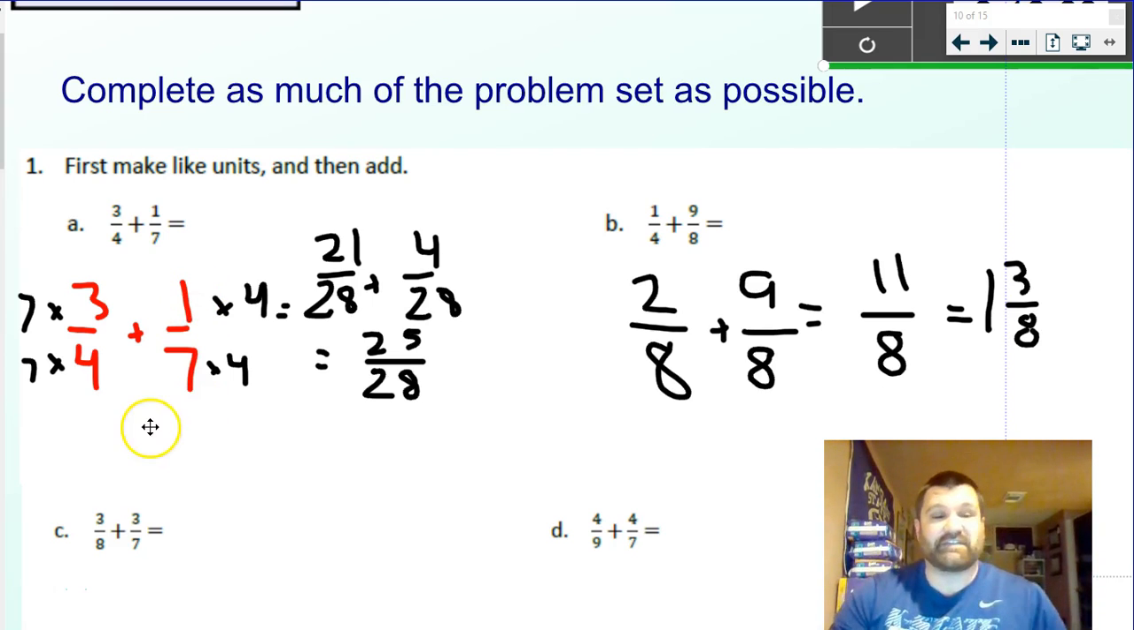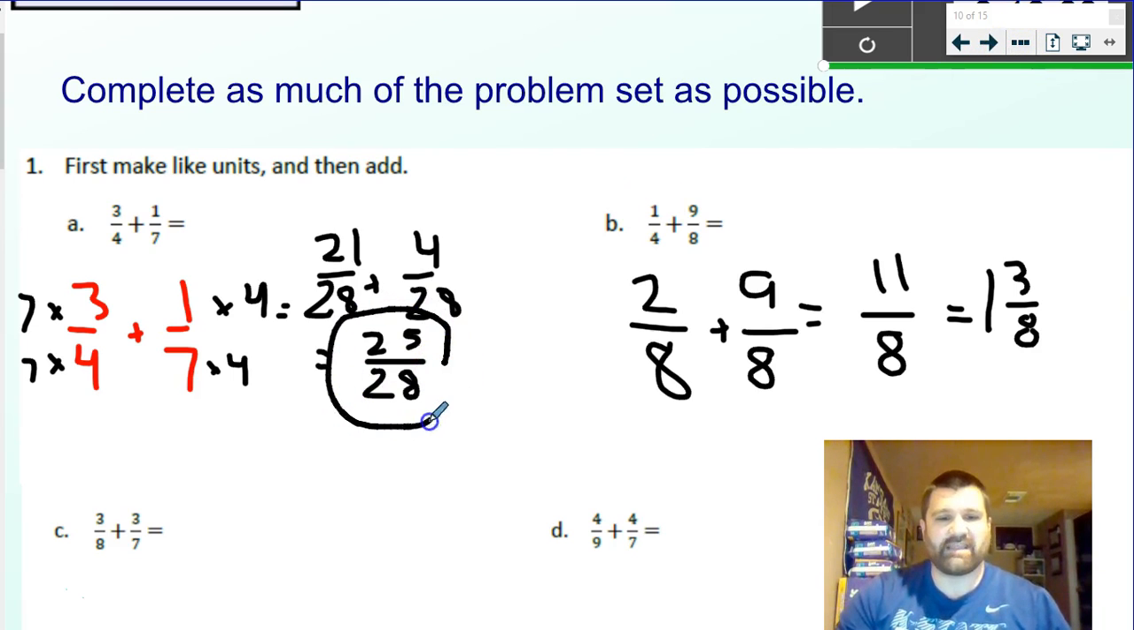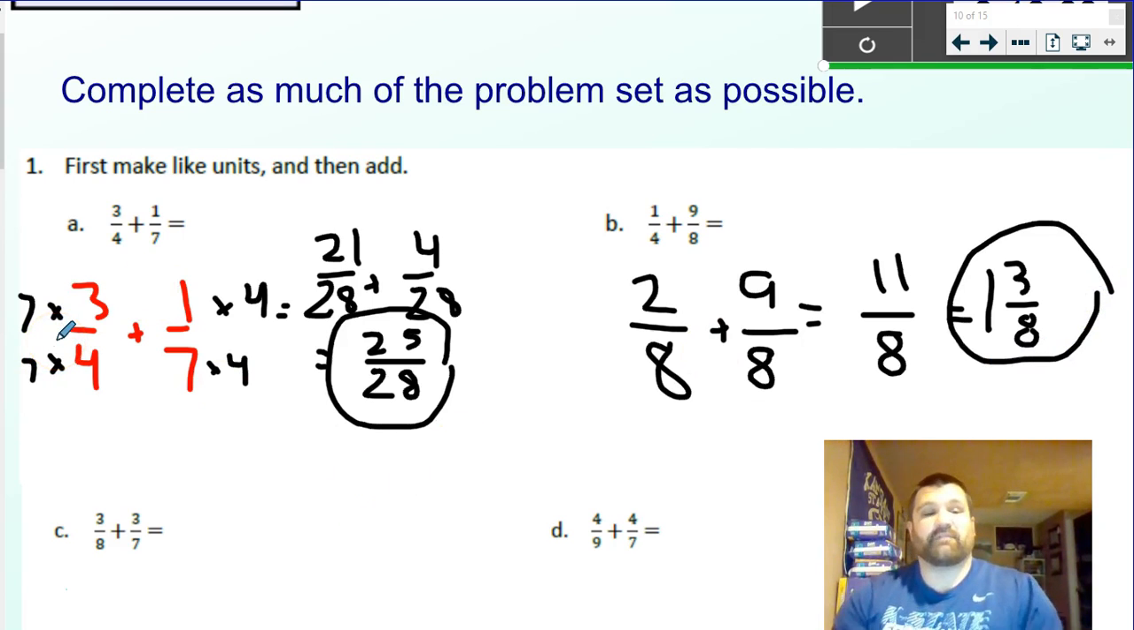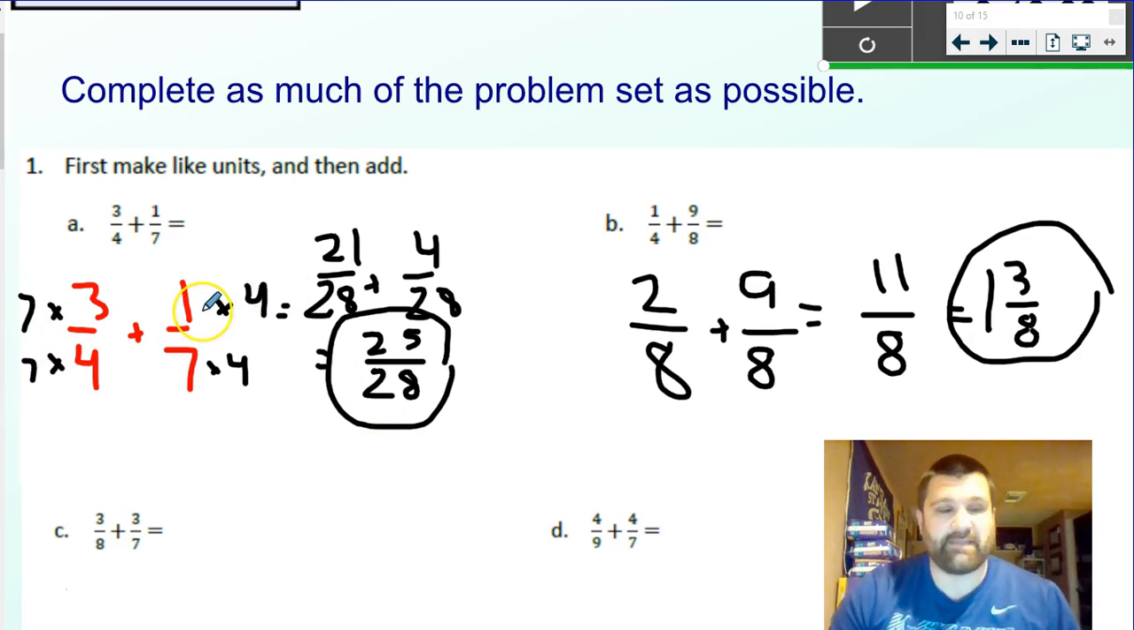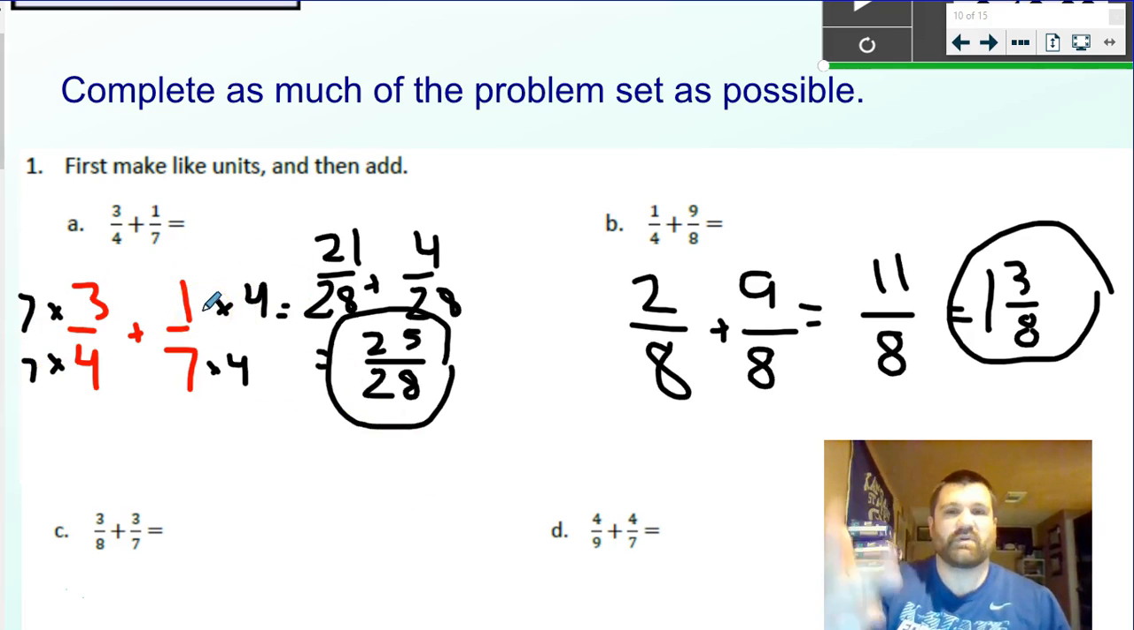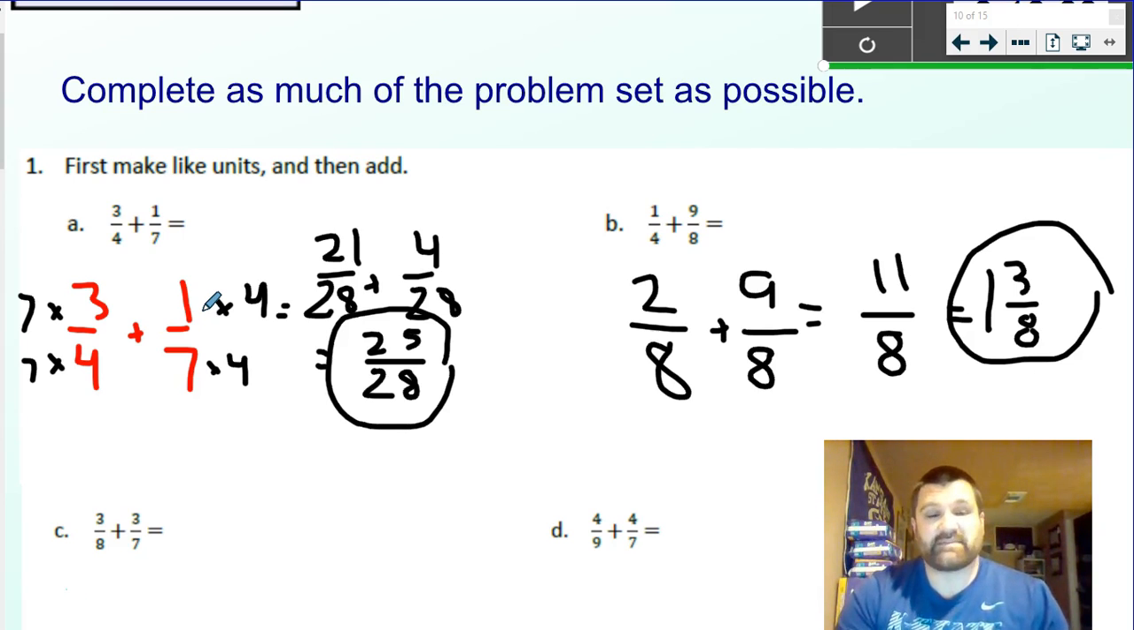Okay, hopefully you're done. So the answers that I got here were 25/28 and 1 3/8. I got that because I found out my common denominator for A was 28. I did 7, 14, 21, 28. 4 doesn't go into any of those until I got to 28, which just happened to be 4 times 7. And then do all the work and you get 25/28. Can't simplify it. There's my answer.